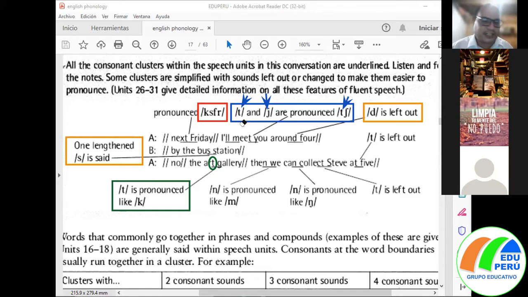Notice something important. Here, what is the next sound after ta? What is the next sound? The sound ga, right? Yes, the sound ga. So remember, phonetics. The sound ta is alveolar, and the sound ga is velar.